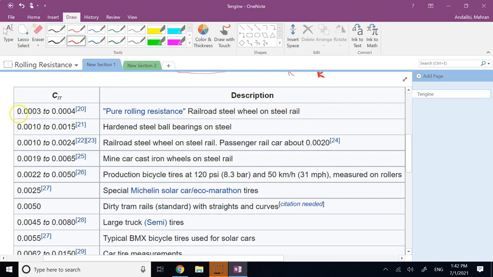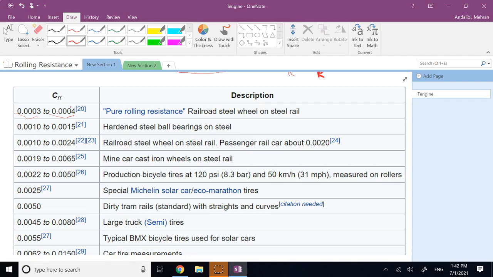The number, as you can see, is quite small, okay? 3 or 4 over 10,000. So it's not a big number because the surfaces are hard, so deformations are small, there is no hysteresis, so there is not too much rolling resistance. Okay, so you can bring the numbers down.